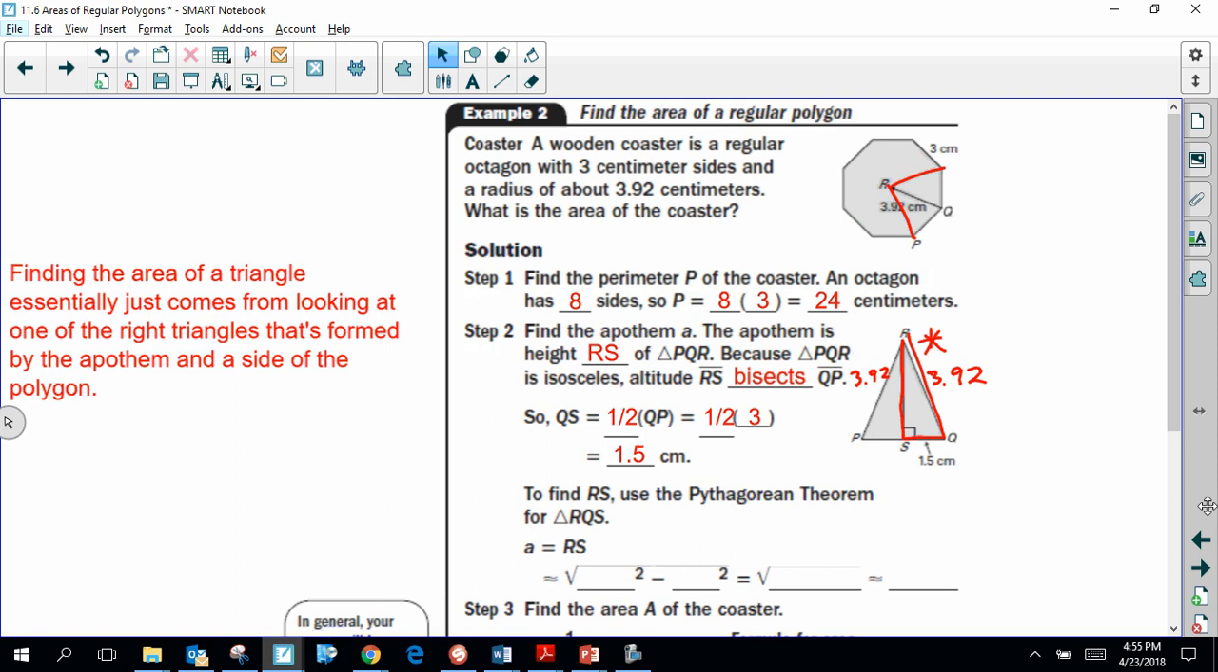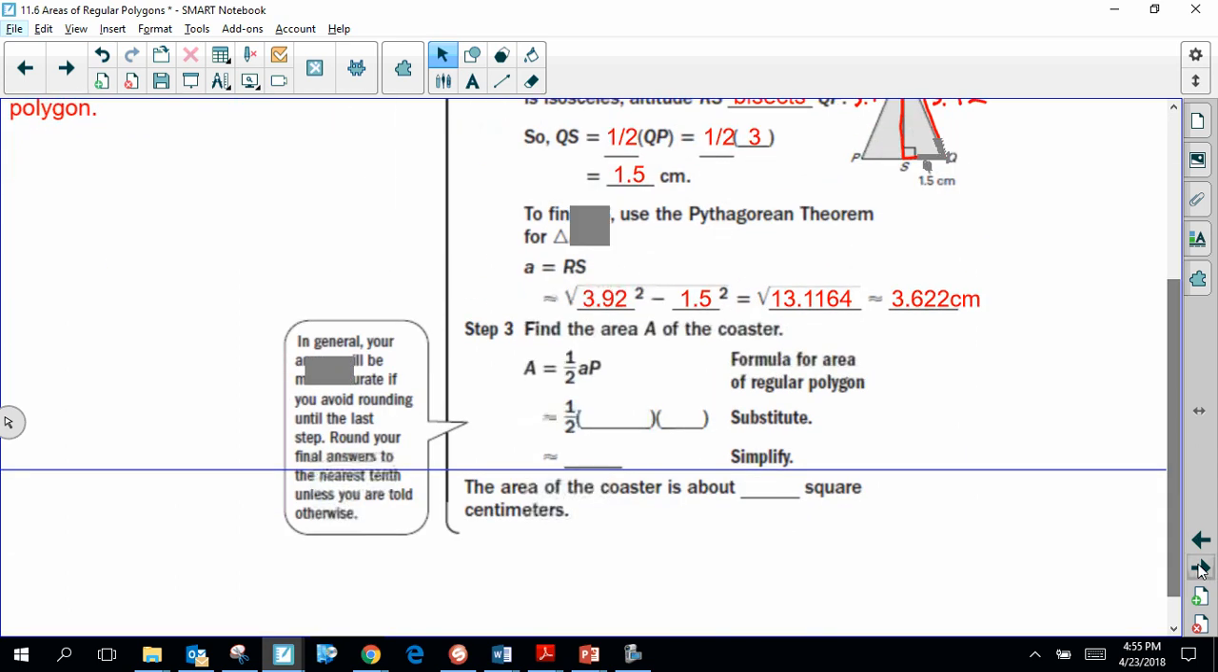Finding the apothem essentially comes from looking at one of the right triangles formed between the apothem, half of a side of the polygon, and the radius of the polygon. So we can use the Pythagorean theorem to find the apothem, which in this case is about 3.622 centimeters. Now that I know the apothem and I know the perimeter, I can substitute those values and say that the area is about 43.5 square centimeters.